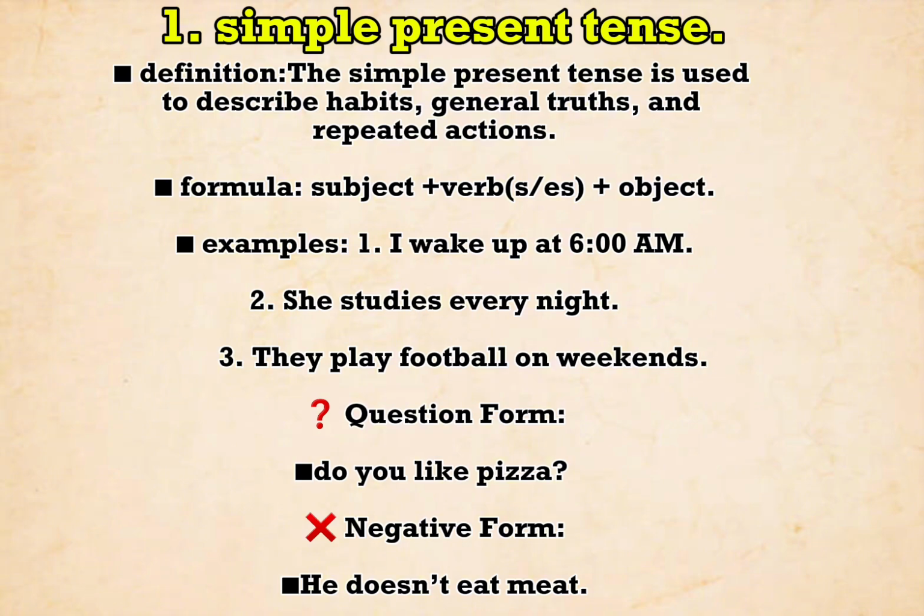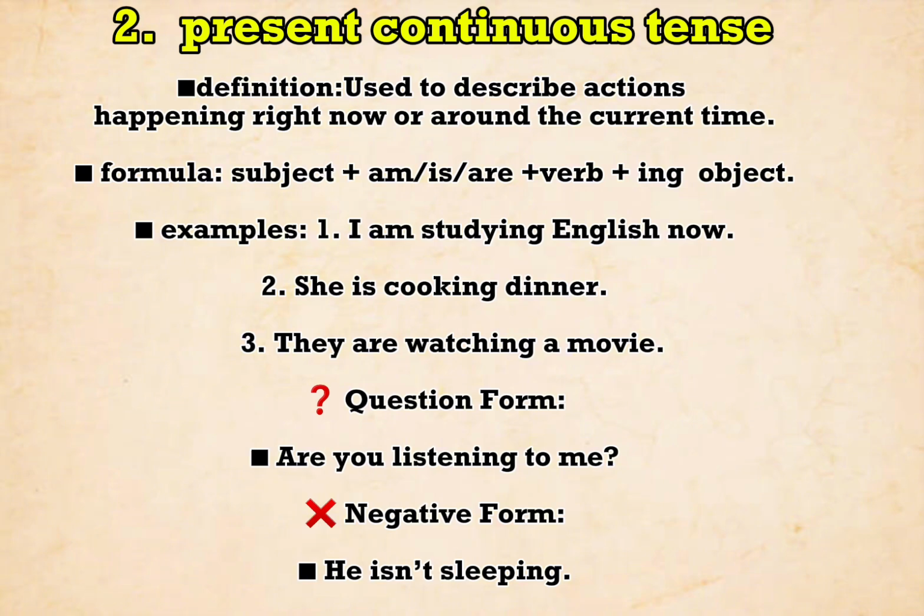2. She studies every night. 3. They play football on weekends. Question form: Do you like pizza? Negative form: He doesn't eat meat. 2. Present continuous tense. Definition.